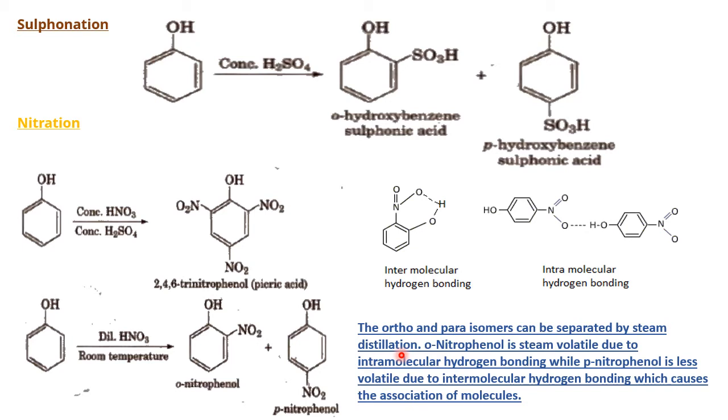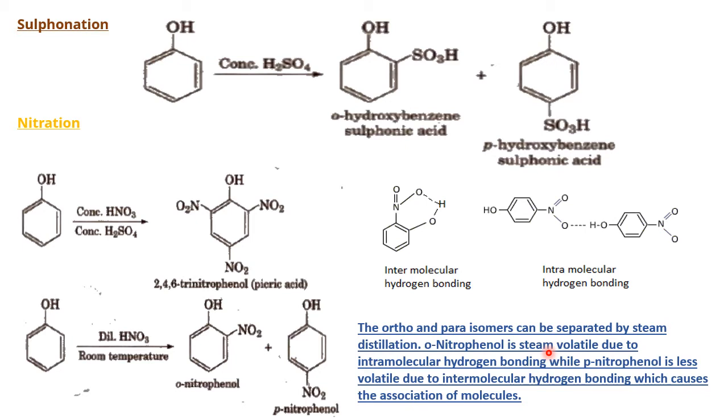So we pass steam. Why do we pass steam? Because in water they are soluble. Okay, so steam is in the vapor condition, right? And its temperature is more than 100 degree centigrade. So here the property is what? Ortho nitrophenol is steam volatile. So when you pass steam into the reaction mixture, the ortho nitrophenol converts into vapor state from liquid to the vapor.